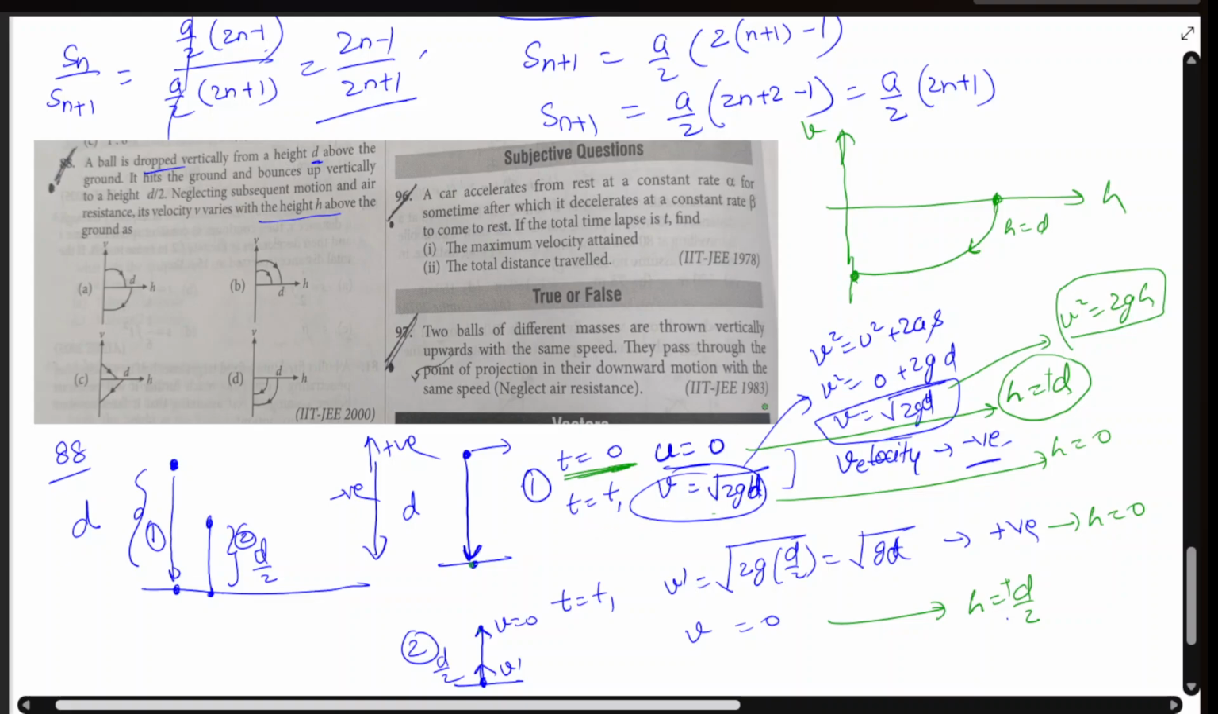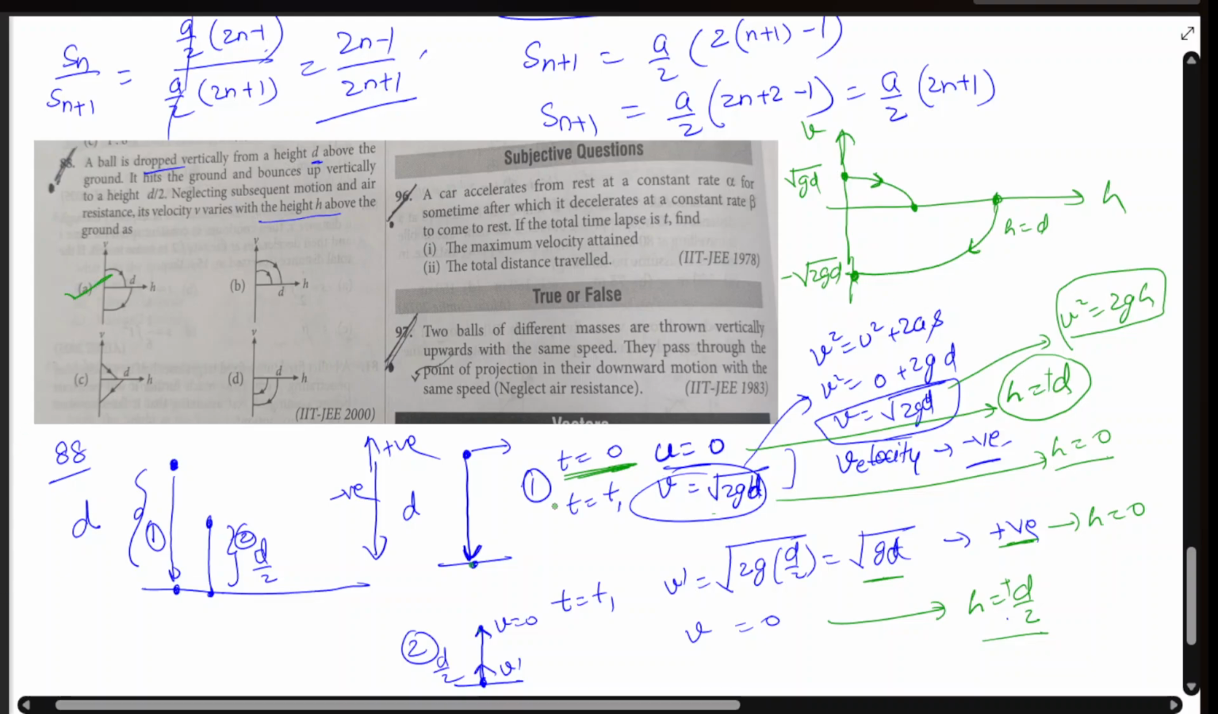As soon as its velocity reaches negative root 2gd, the height will be 0. It will hit the y-axis. Now, at the same instant, it will start to go up with the velocity root gd, which is positive, at h equal to 0. So it starts from the y-axis itself and goes till h equals d by 2. So it will go like this. So which option will be our answer?